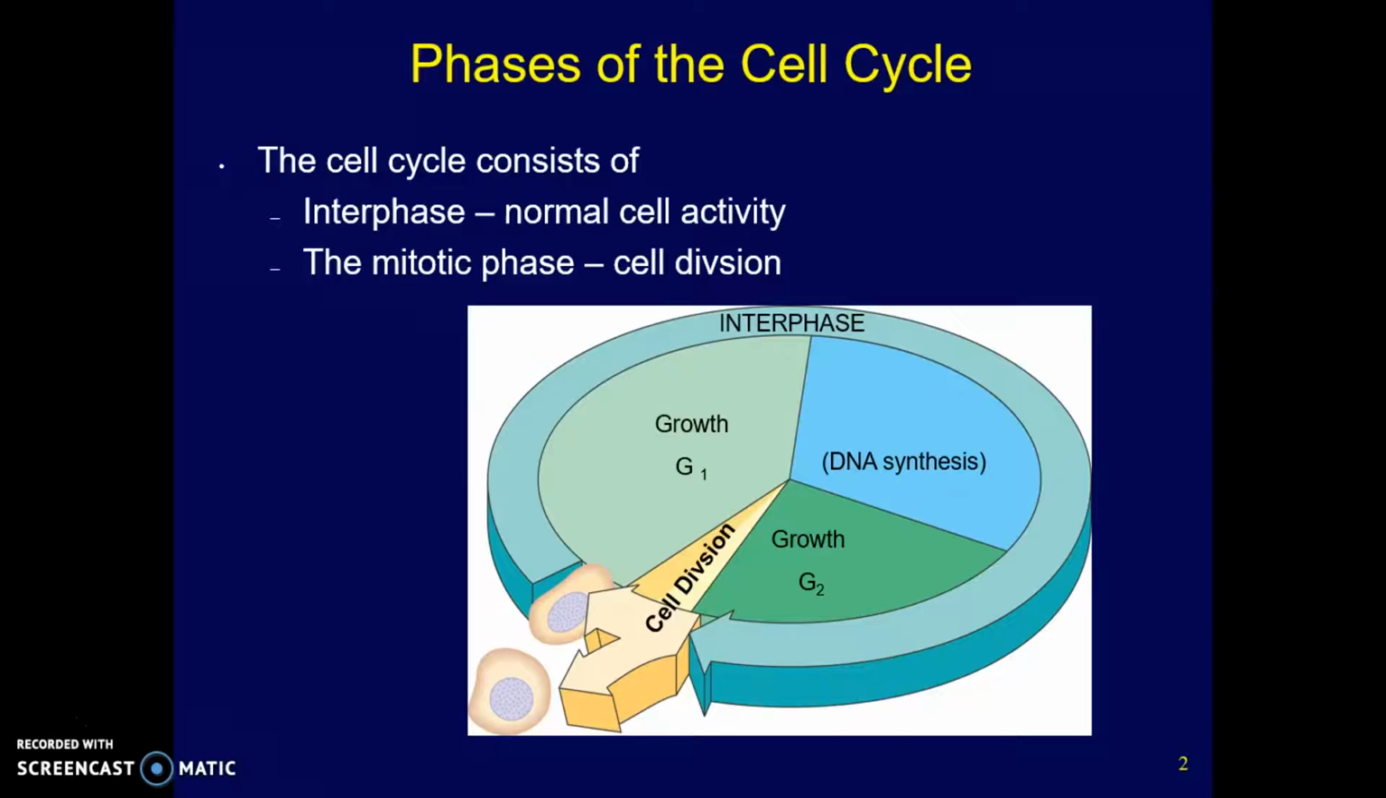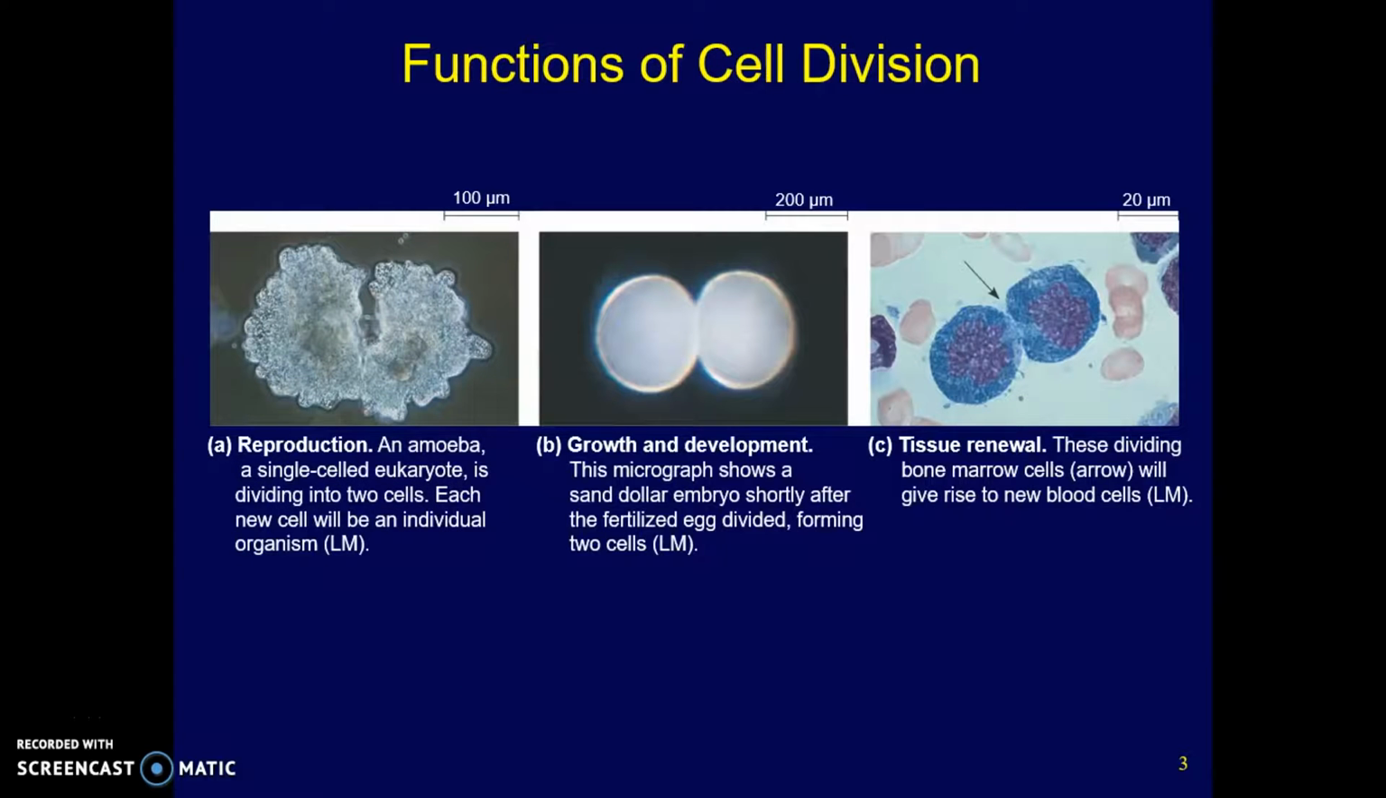checks and makes sure that the DNA was copied correctly. And after the cell goes through this process, then it can enter into the mitosis phase, or dividing of the nucleus. Here are some pictures and functions of cell division, reproduction. Here's an amoeba that's actually being divided, and then this micrograph shows a sand dollar embryo shortly after the fertilized egg is divided, and then tissue renewal like in your bone marrow cells.